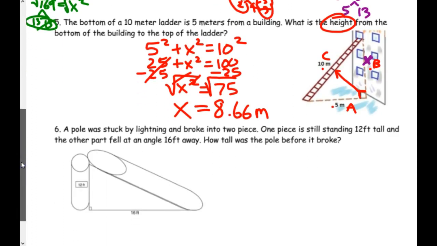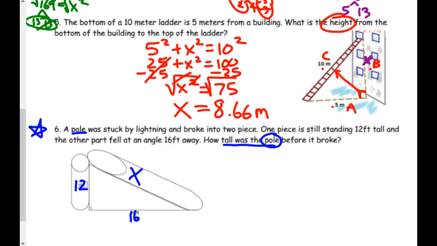Number 6, you will have one like this on your test, so please be careful of this. We have a pole that was struck by lightning and it broke into 2 pieces. One piece is still standing, 12 feet tall. So you can see right here, we got 12 feet. And the other part fell at an angle 16 feet away. How tall was the pole before it fell? So again, you got 16 feet away here. Now 12, 16. I'm missing this, but again, what am I looking for? How tall was the pole?